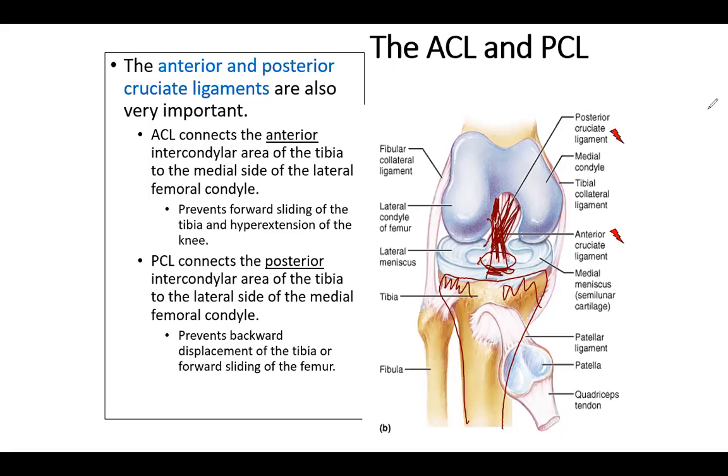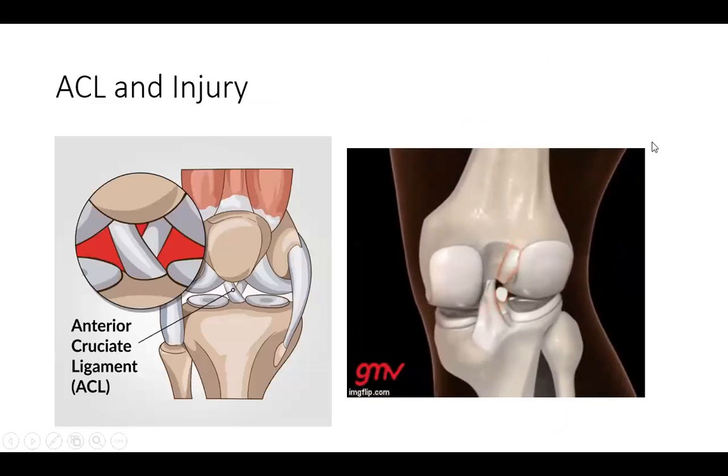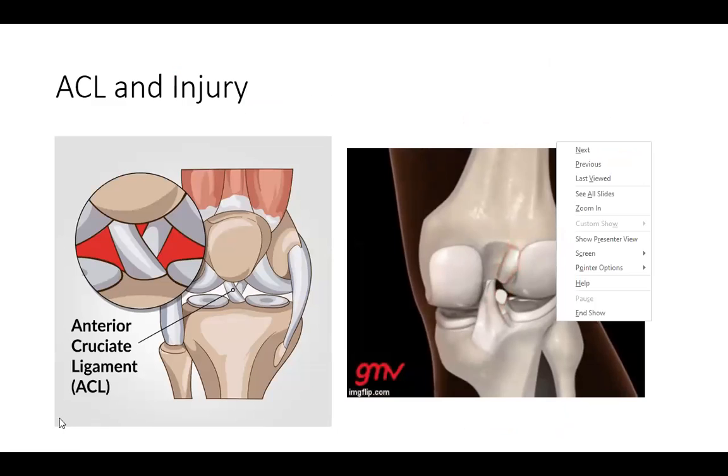Let me see if we have a better picture. This next slide's a better picture. Let's go on to the next one. And okay.